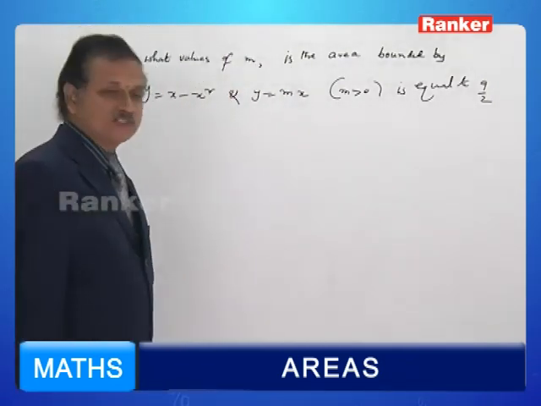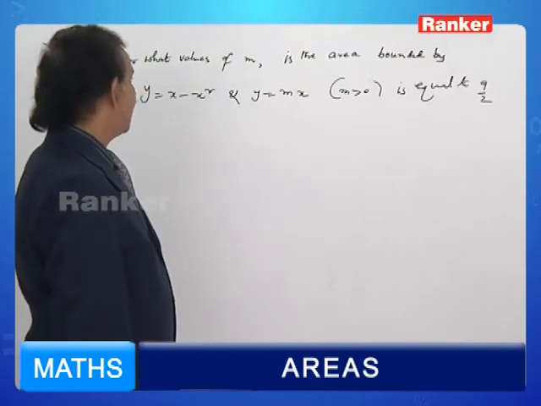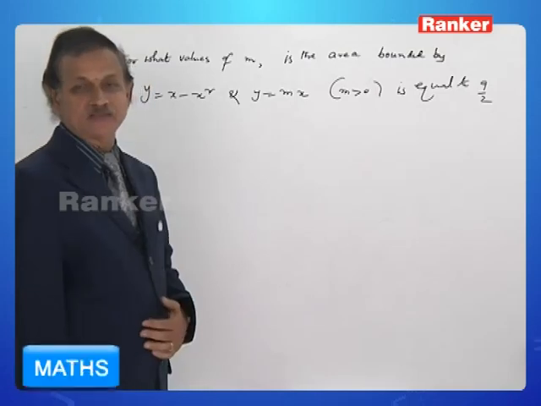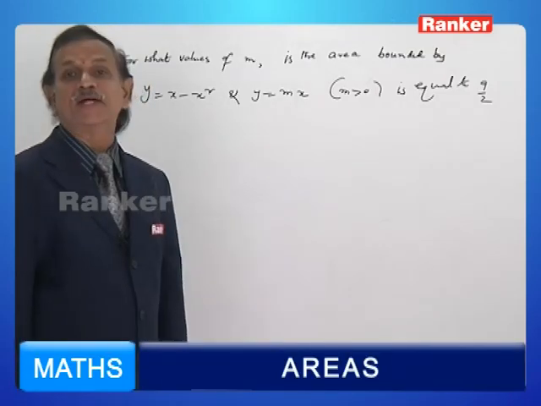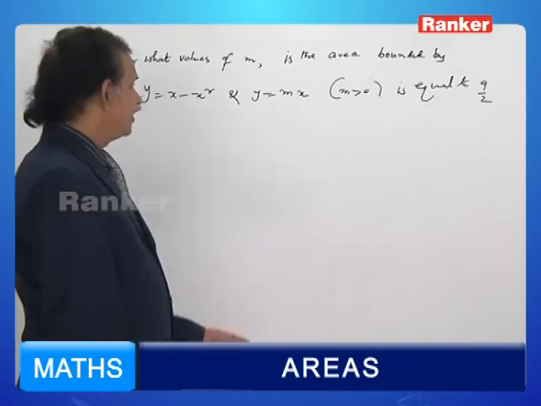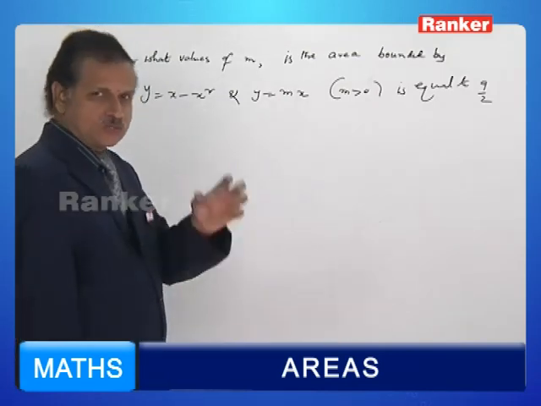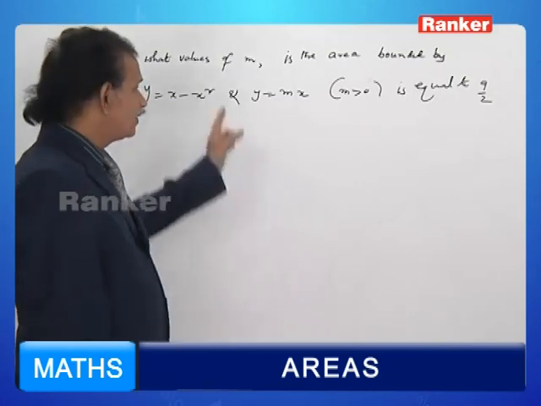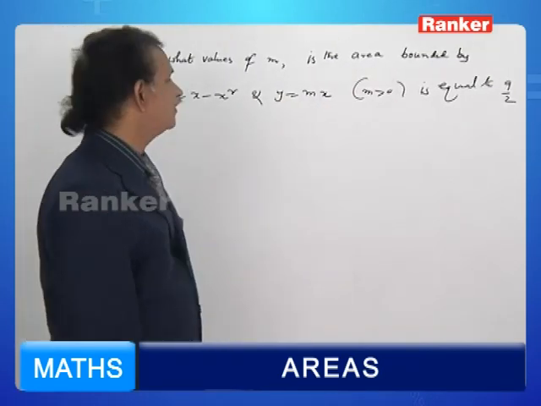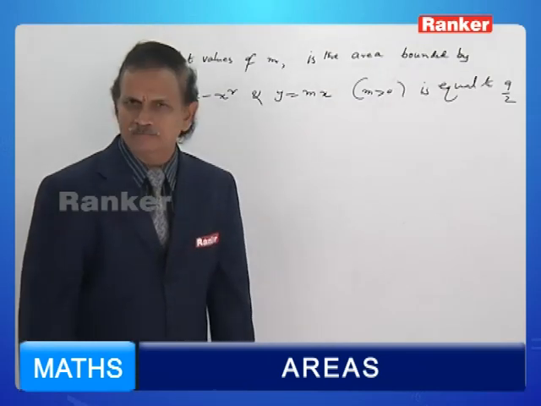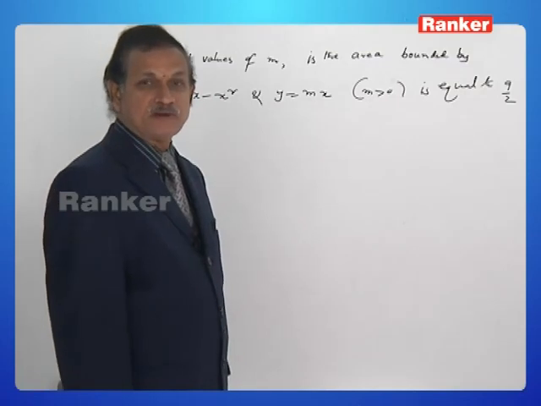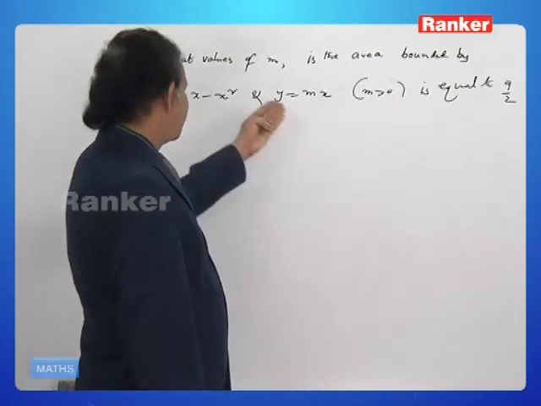For what values of m is the area bounded by the two curves y is equal to x minus x square and y is equal to mx equal to 9 by 2? There are two curves, of course. Surely there is some area bounded between those two curves. You are supposed to equate that area to 9 by 2 and find the value or values of m. To have the answer perfectly, let us imagine the graphs.